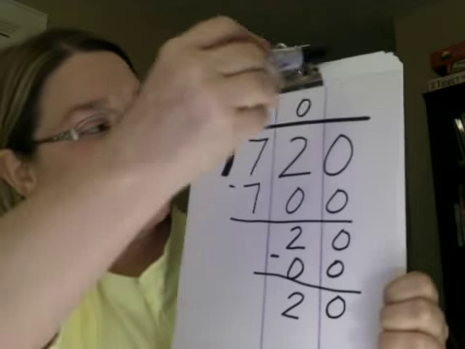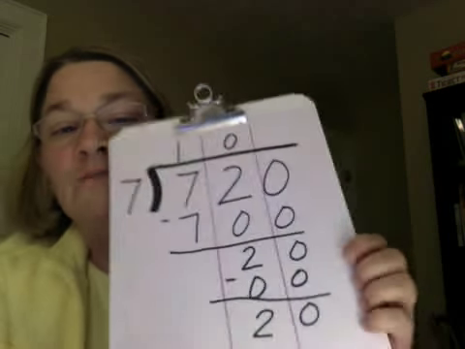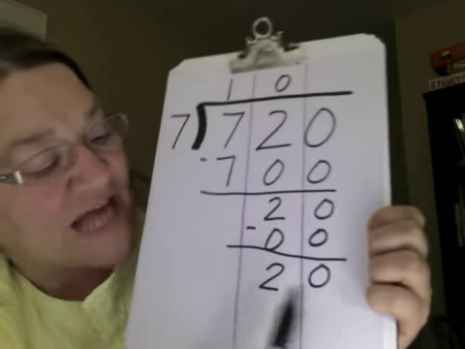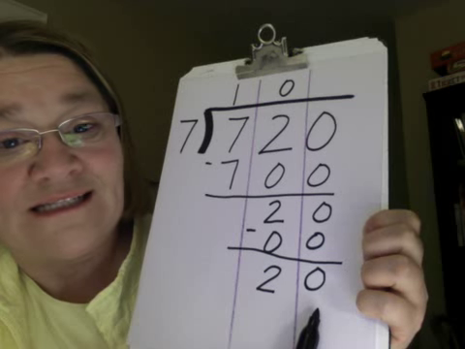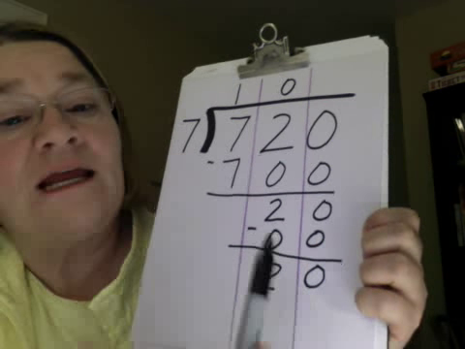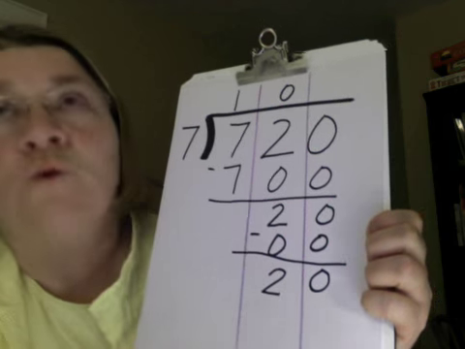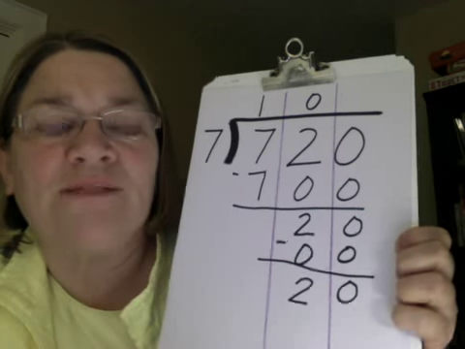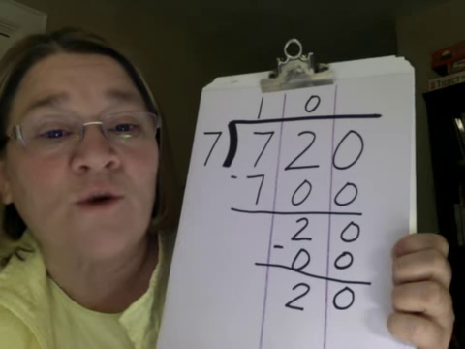But now we have moved over to our ones place. We are in our ones column, and we now can ask ourselves how many 7s are in 20 ones. So let's see. 3 times 7 is 21, and that will be too much. So let's go with one number less, which would be 2 times 7.